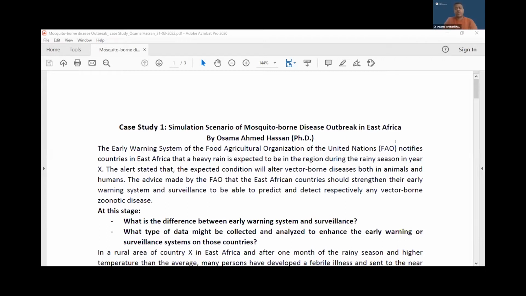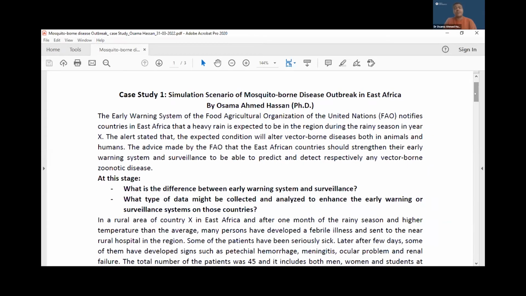The scenario starts just like that. The early warning system of the Food and Agriculture Organization of the United Nations notifies countries in East Africa that heavy rain is expected in the region during the rainy season in year X. And the alert stated that the expected conditions will alter vector-borne diseases both in animals and humans. The advice made by the FAO is that the East African countries should strengthen their early warning system and surveillance to be able to predict and detect, respectively, any vector-borne zoonotic disease.